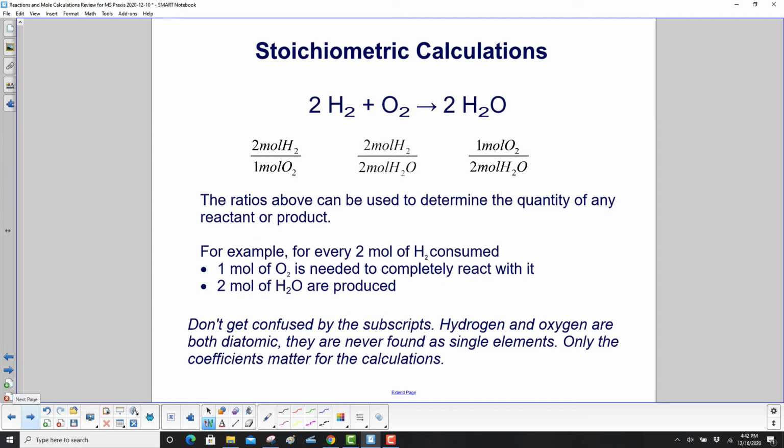The ratios above can be used to determine the quantity of any reactant or product. For example, for every 2 moles of H2 consumed, you will need 1 mole of oxygen to completely react with it, and 2 moles of water will be produced. Don't get confused by the subscripts. Hydrogen and oxygen are both diatomic. They are never found as single elements. Only the coefficients matter for these calculations, though.